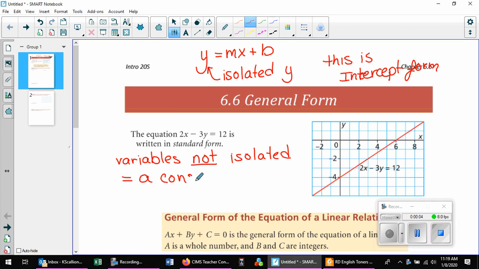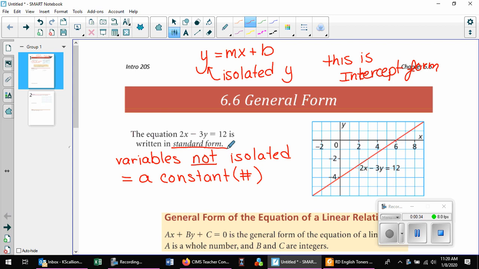and it equals a constant. And you guys know what that means? Like constant is just a number, like 12 in this case, or 14, or negative 365. So that's standard form. The variables are not isolated, and the equation equals a constant number. Okay, you guys know that? Easy peasy. That's standard form.